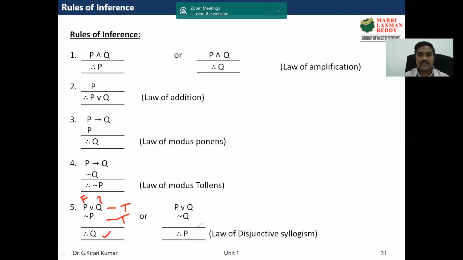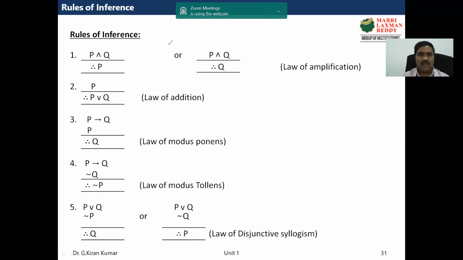Okay. Similarly, another form for the disjunctive syllogism. P or Q is true and negation of Q is true. Negation of Q is true means what? If negation of Q is true, what is Q? Q must be false. Am I right? Now coming to the first premise, P or Q is true and Q is false. So what must be the P then? P must be true. So therefore we are arguing P is a valid inference. Okay, so this is the law of disjunctive syllogism. It has two forms.